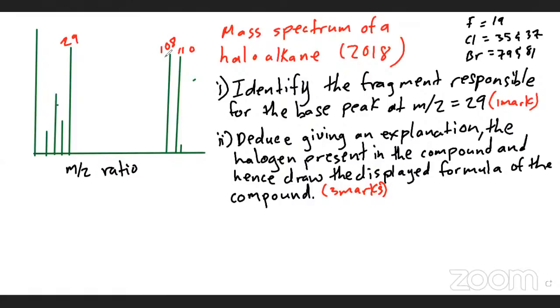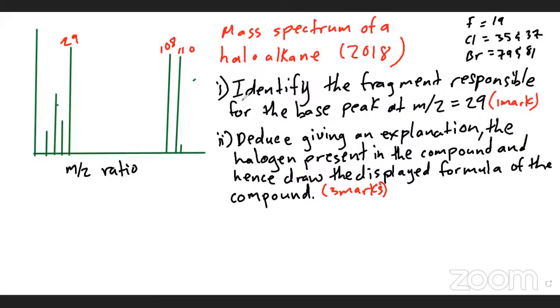Sir, can we use the isotopic masses or just the average to deduce the...? No, don't average. So don't use any decimal, if that's what they're asking. No, sir. Like for bromine, 79 or 81. Do we use like 80 or do we use either 79 or 81? Either 79 or 81. Okay, thanks.